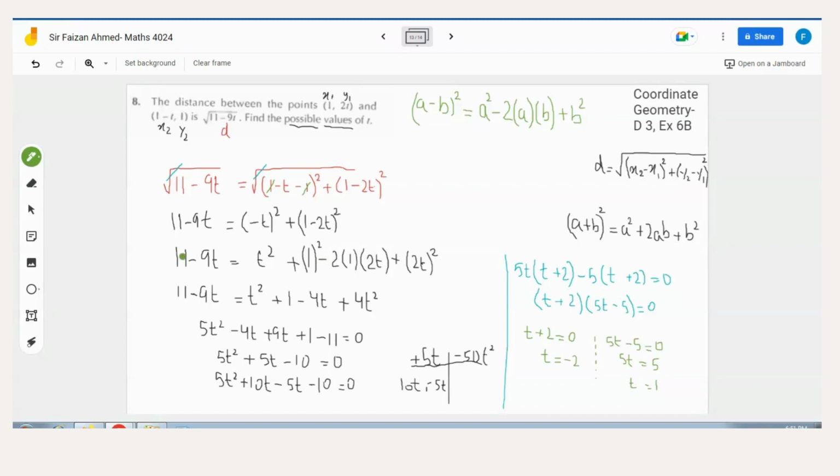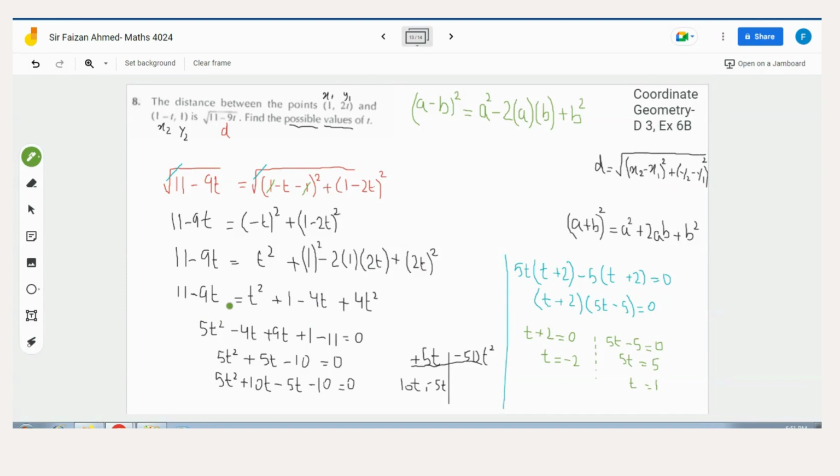So now just simplify it. 11 minus 9t as it is equals to t square plus 1 square, meaning 1 multiplied by 1, so this is 1, minus sign as it is. 2 multiplied by 1 is 2, and 2 multiplied by 2t is 4t, so this is 4t, plus sign as it is. What will be the square of 2t? (2t) square. 2 square is 4 and t square is t square, so this will be 4t square.